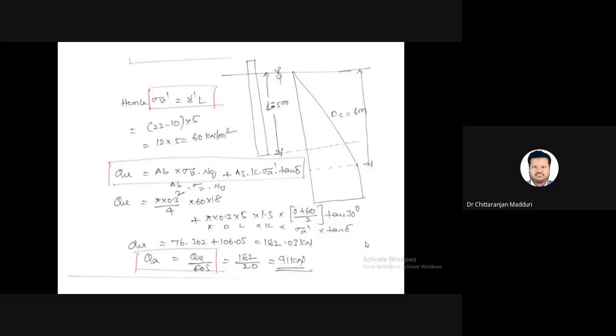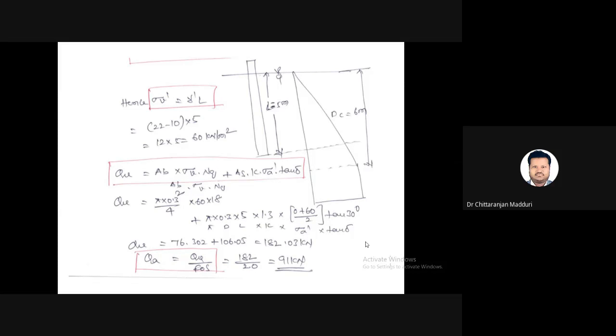So ultimate load is equal to AB. AB means area of the pile at the base: pi into diameter of the pile at the base 0.3, so pi into 0.3 square by 4 into sigma V equal to 60 into NQ equal to 18. It is given in the problem, the bearing capacity factor. Plus we need to find out the average undrained cohesion up to length of the pile only.